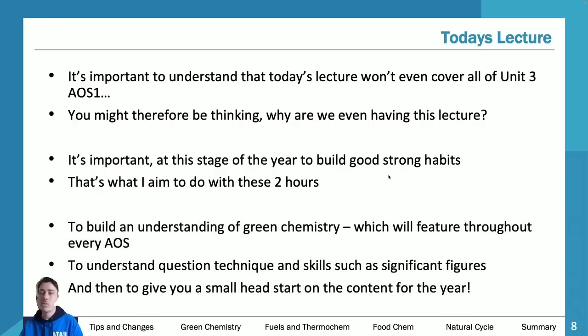It's really important that I want you to build an understanding of green chemistry, as I've already emphasized. This will feature throughout every area of study. And it's also really important to understand the question techniques. There's a couple of techniques we'll go through and some skills such as significant figures. And then we'll give you a small head start on the content for the year.